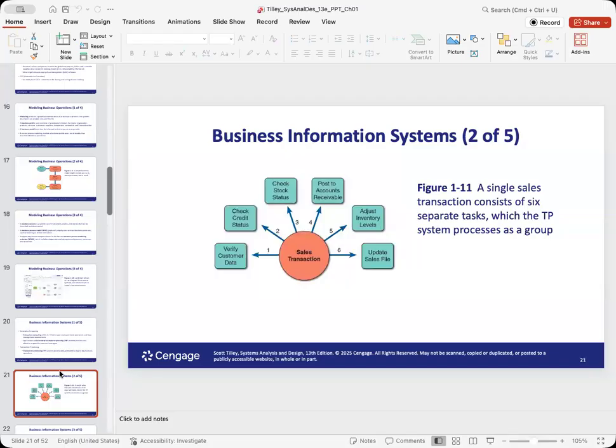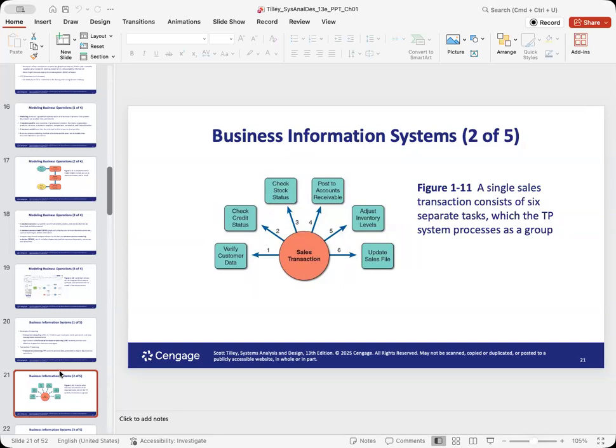All right. So a single sales transaction consists of what? 6 separate tasks. And this includes the TP system processes as a group. So let's say the transaction processing system goes through 6 dimensions for it to be complete.